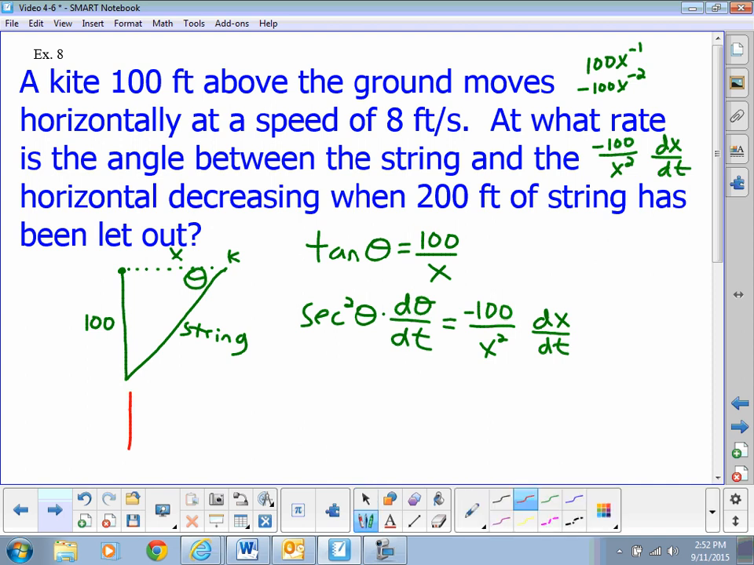So now we need to figure out what we have at the instant we're working with. We know that this is 100 always. That's why we could plug it in ahead of time. But x was changing and our angle's changing. That's why we couldn't put that in before the derivative. So we want to know when this is at 200, so that's this distance here.